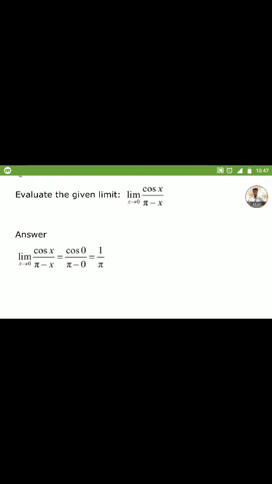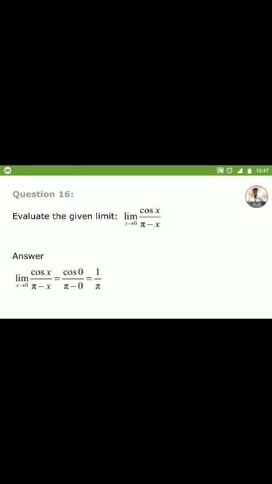Now question number 16, limit x tends to 0 of cos x by (pi minus x). For cos x is 1 and pi minus x, so you put the value of 0 directly, you will get 1 in the numerator, and in the denominator you will get pi. So 1 by pi is your answer. Okay, clear? Don't get it confused by sin x by x. Okay, just put x as 0.